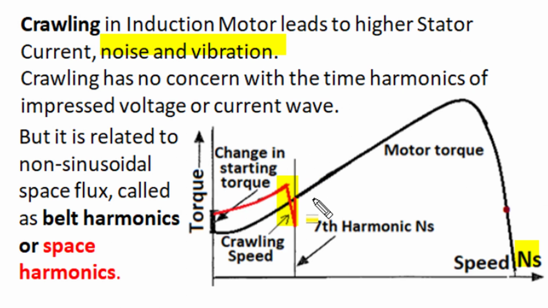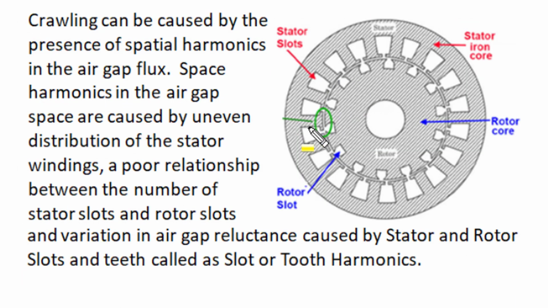The reason for crawling is the presence of non-sinusoidal behavior in the air gap flux wave. In the air gap between stator and rotor, the resultant air gap flux becomes non-sinusoidal and has harmonic components in it, and these harmonics are known as space harmonics or belt harmonics. In an induction motor, crawling is caused by the presence of spatial harmonics in the air gap flux wave.